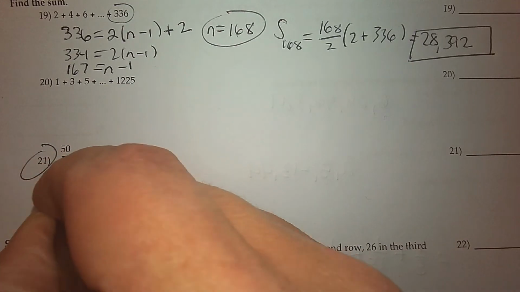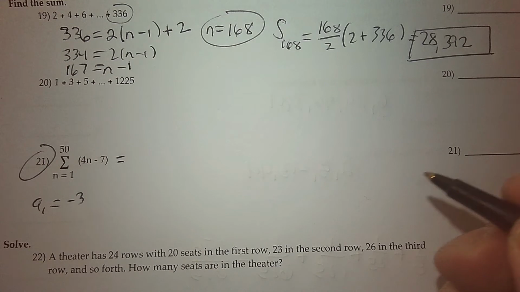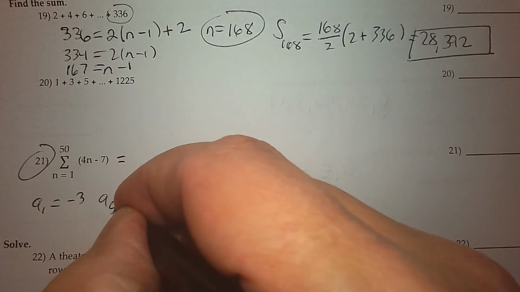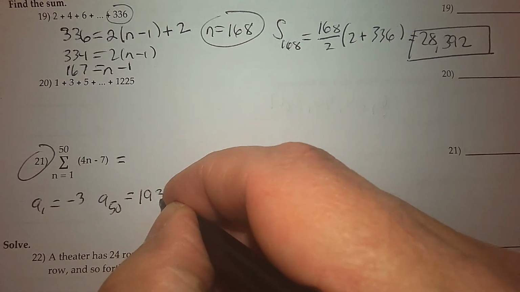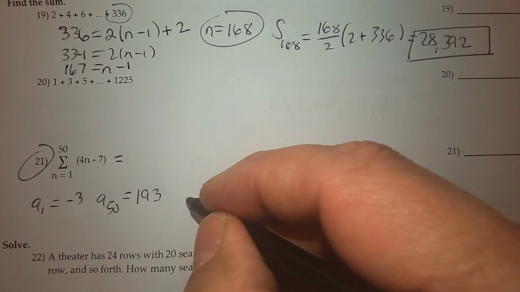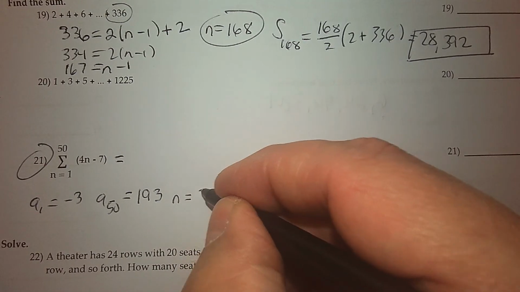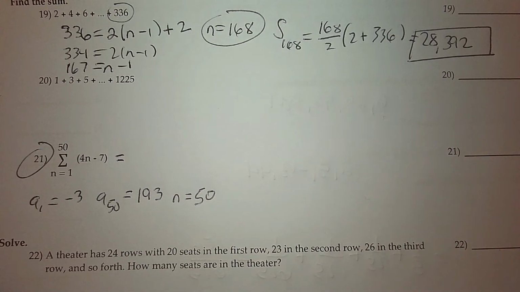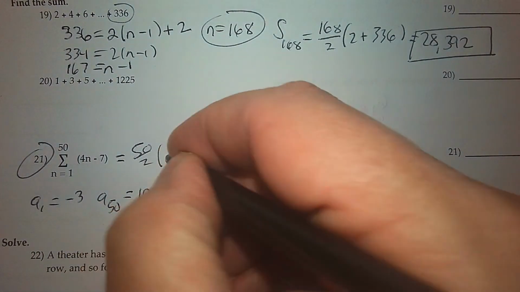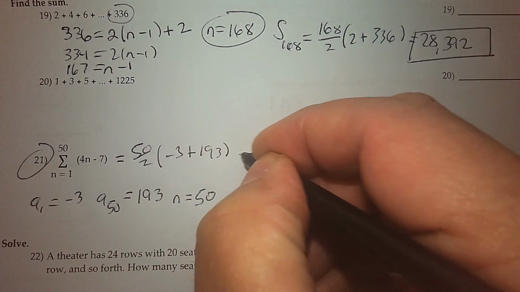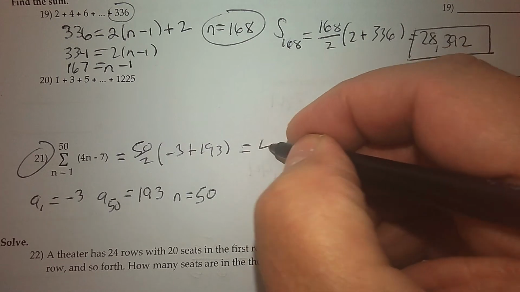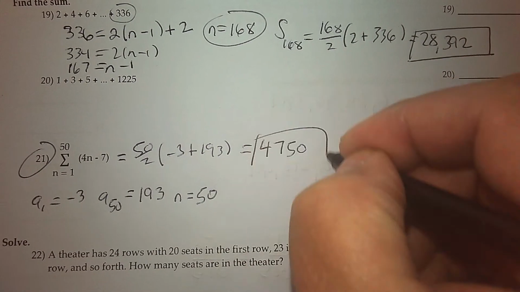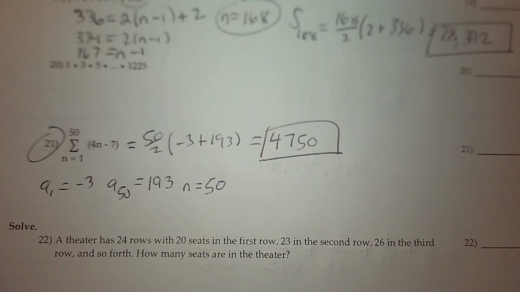So, would you agree a1 is -3? For the last term, I'm going to plug in 50. 200, take away 7. Is that 193? And then how many terms do I have? 1 through 50 is just 50. Now use the formula. So 50 divided by 2, times -3 plus 193, and there you go. So that's 4,750. All right, turn the page.